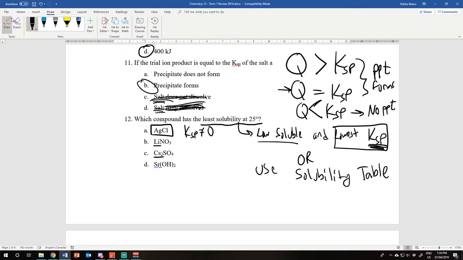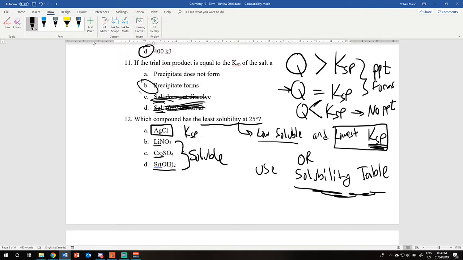Wait, I shouldn't say that because they all have non-zero KSP values. What am I talking about? Erase. Yeah. So the silver chloride is the only one with a KSP value in our tables. The lithium nitrate, cesium sulfate, and strontium hydroxide, you won't find those on the KSP chart, but you'll find them here in the solubility table. And the solubility table will show that these are all soluble.